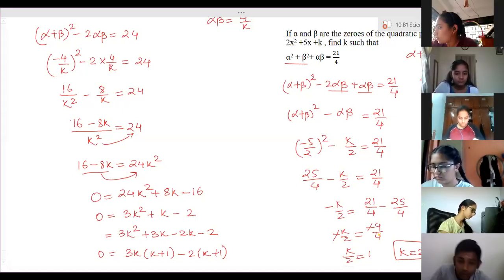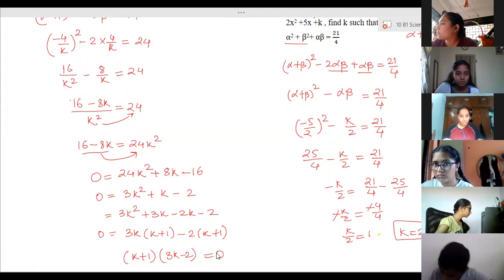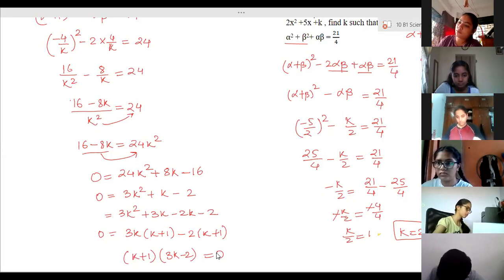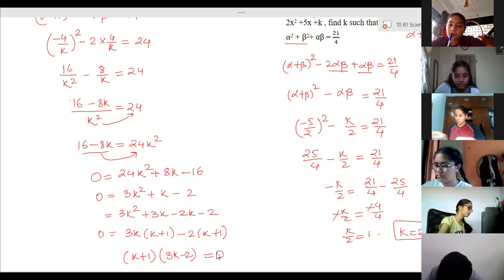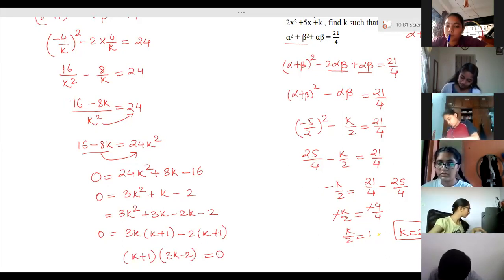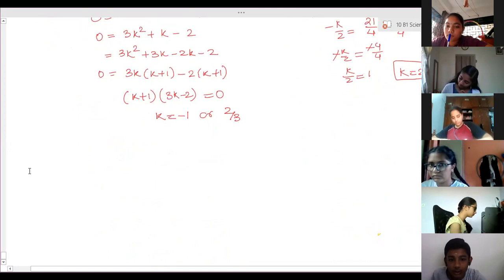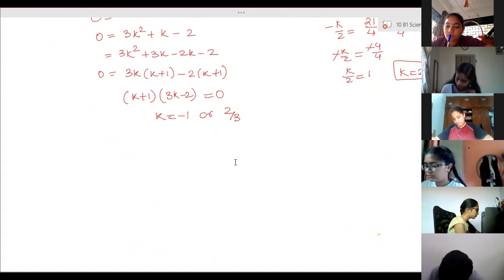In 45, use the identity twice. Then can you solve 44? Square difference. That means alpha square minus beta square, squared difference, alpha minus beta whole square is 144. Then you can solve. Alpha minus beta whole square is equal to alpha plus beta whole square minus 4 alpha beta. Then substitute values.